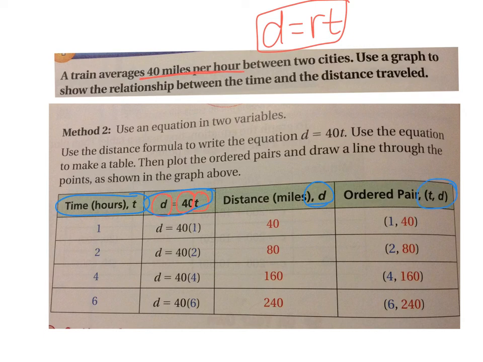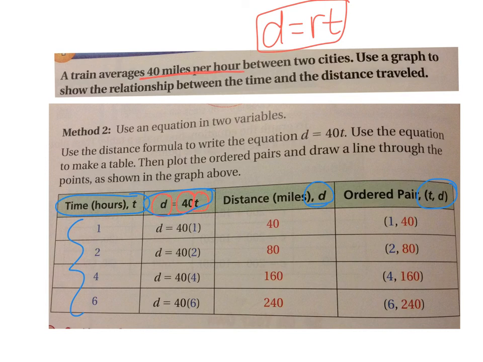Again, we're choosing some reasonable values for T. T is the time in hours. Again, we don't want to choose 100. It's not going to take us 100 hours to ride in a train somewhere. But it could take 1, 2, 3, 4, 5, 6. Those would be reasonable times to be traveling. So the textbook chose 1, 2, 4, and 6.